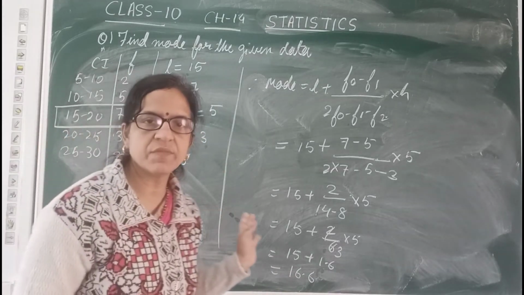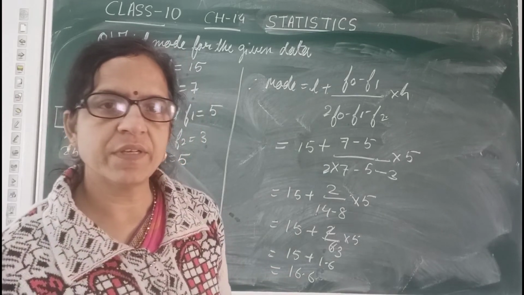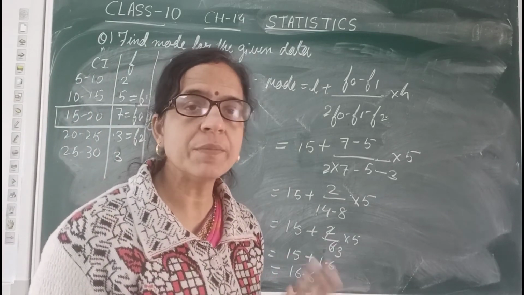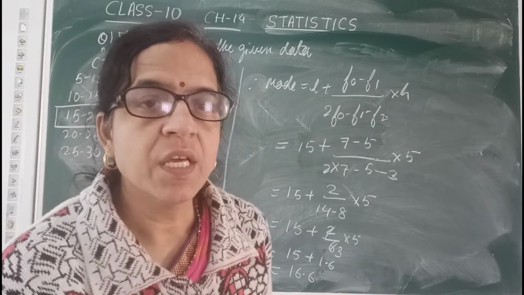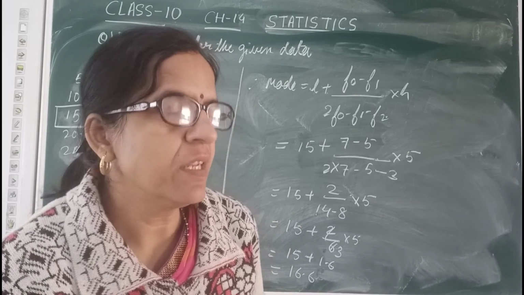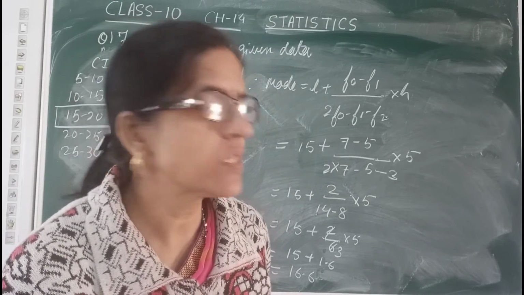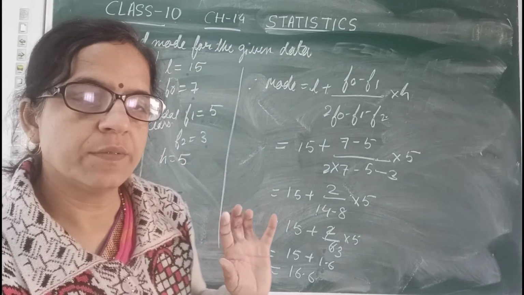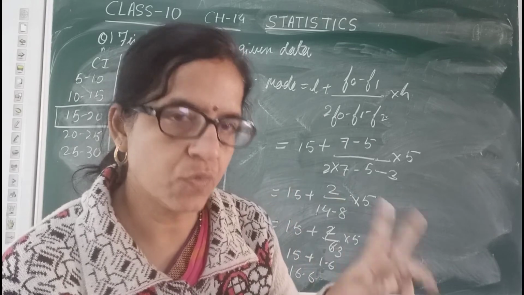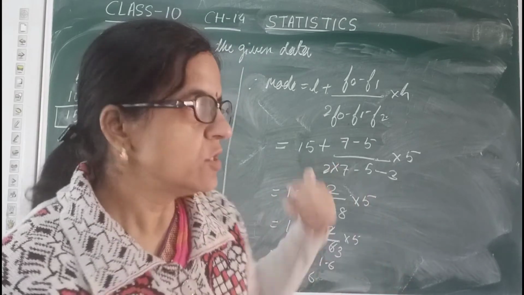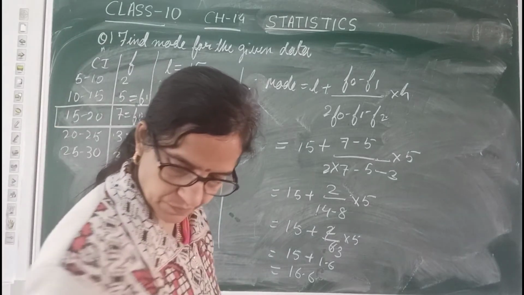Now the second type of sum which comes under mode is when one missing frequency is given or two missing frequencies are given. Now keep in mind, children, if one missing frequency is given, then the mode value will be given. If two missing frequencies are given, then the mode value and the sum of all the frequencies will be given. So keep in mind this difference: when one unknown is asked, one value will be given. When two unknowns are asked, two values will be given. So let us do a sum based on the missing frequency as well.